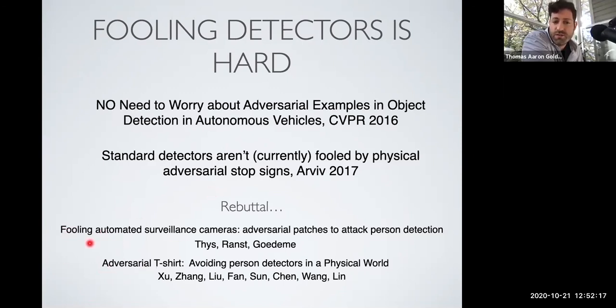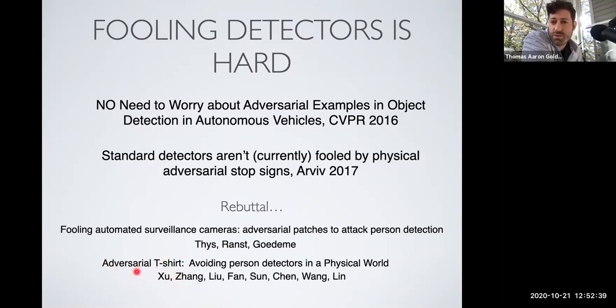For example, fooling automated surveillance cameras. This is a paper where they print out adversarial posters, and in some situations they're able to defeat an object detector. There's also an adversarial t-shirt. They create a t-shirt that is able to defeat a detector, but the t-shirt is custom designed for a particular person and a particular background. And I think this is actually really terrific work.